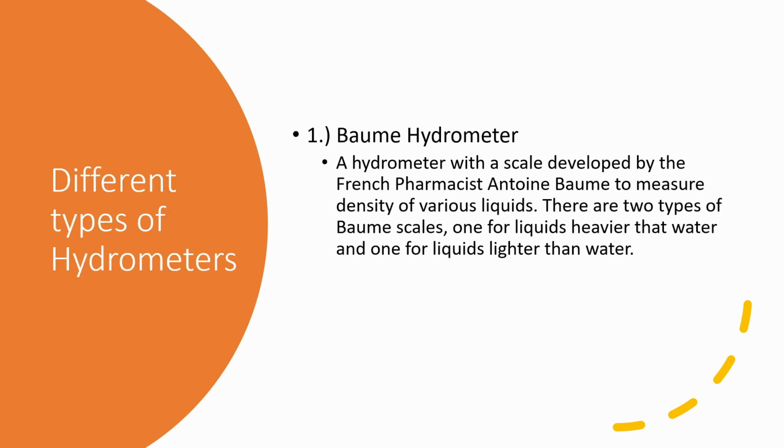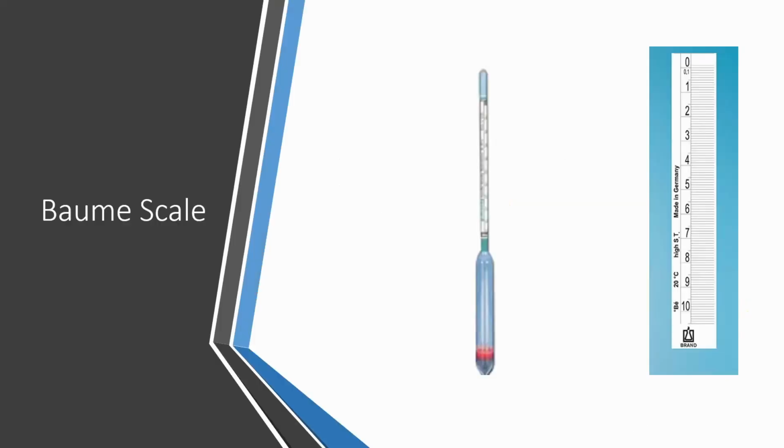We have different types of hydrometers. First is our Baumé hydrometer. The Baumé hydrometer was a scale developed by the French pharmacist Antoine Baumé to measure the density of various liquids. We have two general types: for liquids lighter than water and for liquids that are heavier than water. Like for example, crude oil for heavier than water. Then for lighter than water, you have your hexane and other solvents. So this is the Baumé scale. This in particular is for liquids that are heavier than water.